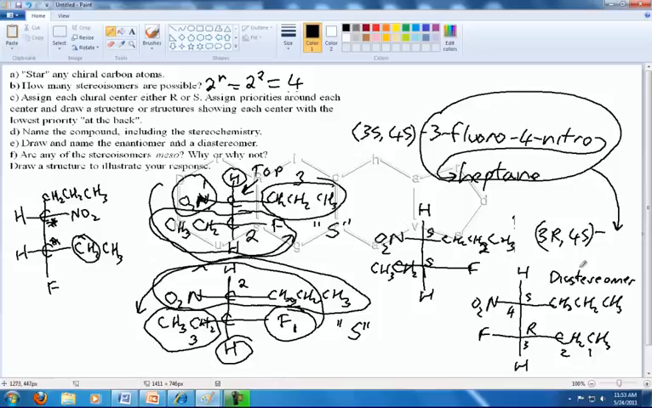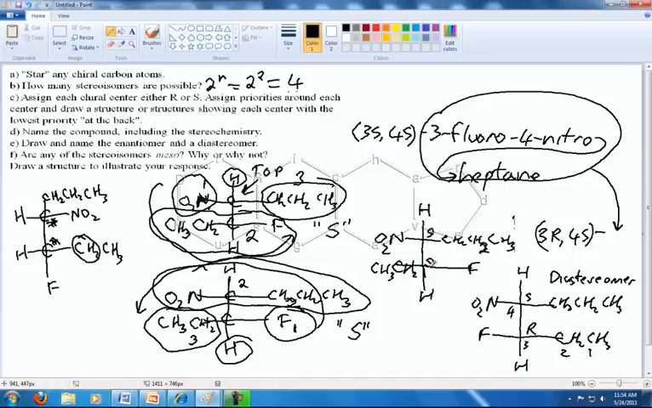Now the last part of the question asks, are there any meso stereoisomers here? And I would look at all of these and I don't see any that have a mirror plane. So the answer to that question is no. None of them have an internal mirror plane, so none of them are meso.